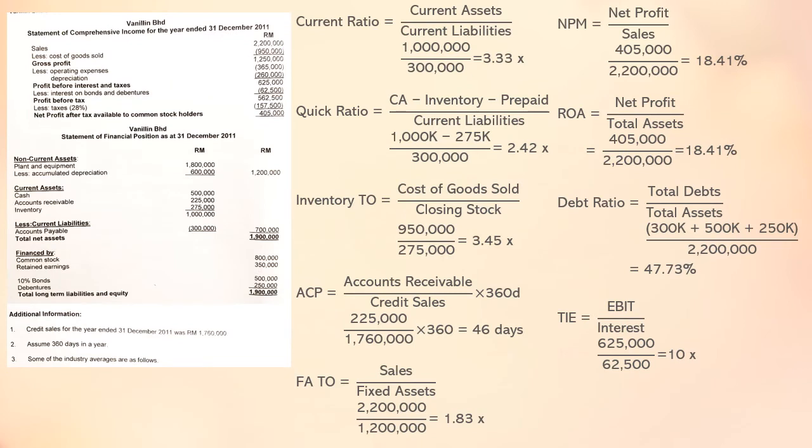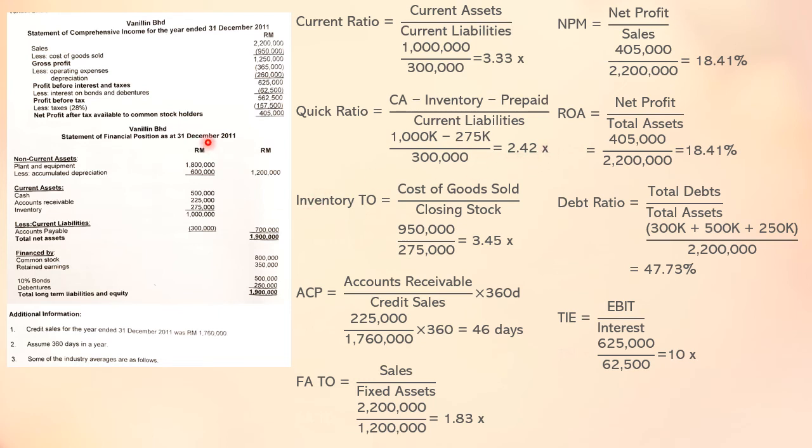Okay, again, they ask you to calculate current ratio, quick ratio, inventory turnover, ACP, fixed assets turnover, NPM, ROA, debt ratio, and times interest earned. Okay, current ratio, please take the figure here, current assets divided by current liability, 300,000, you get 3.33 times. Quick ratio, 1 million, minus out, remove the inventory of 275,000, divide by 300,000, you get 2.42 times.